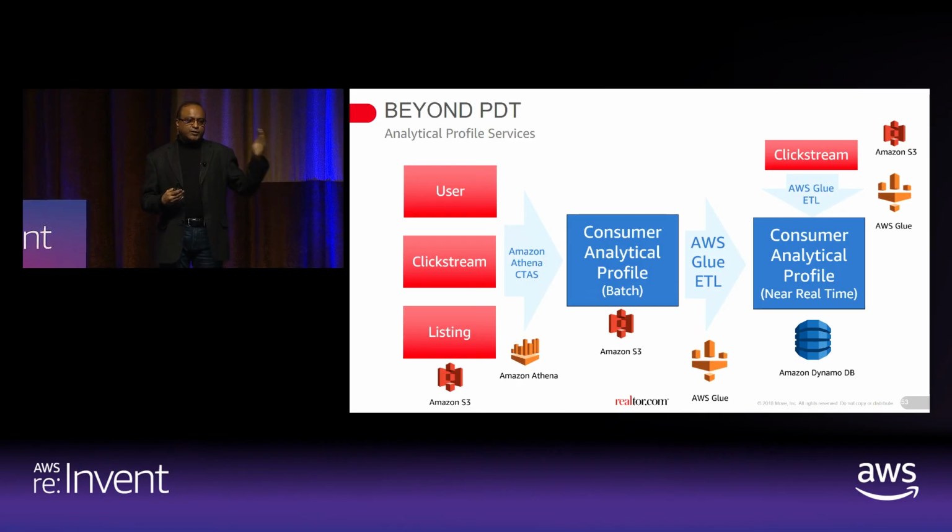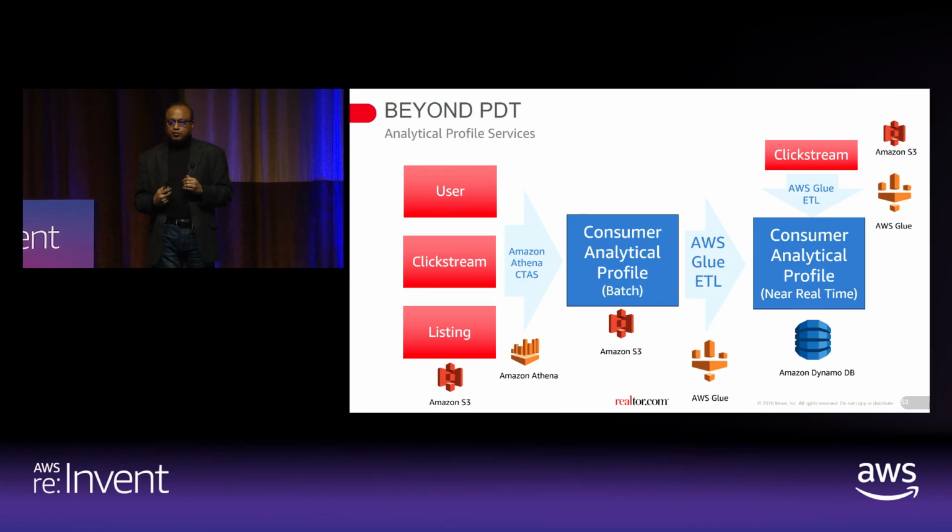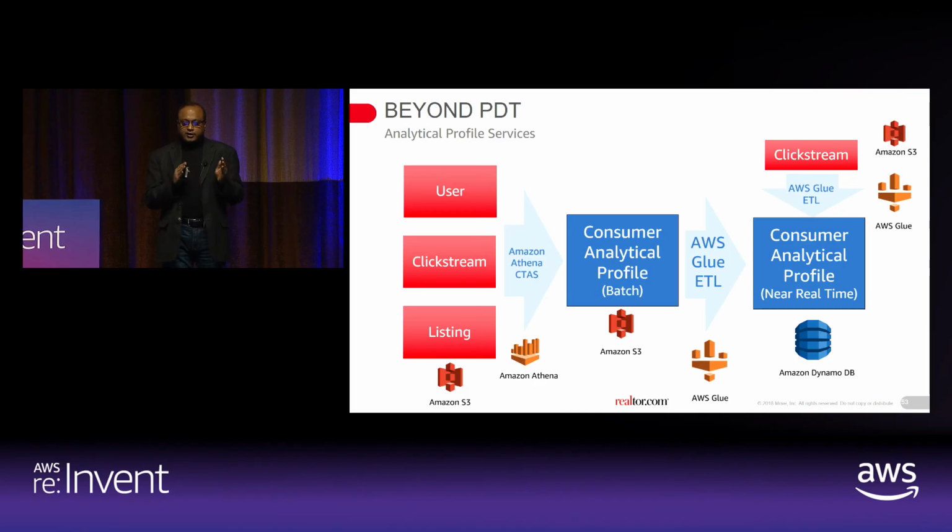So you have the batch, which tells you they have seen these homes. And then as you progress, the near real-time Glue ETL keeps on updating things in Amazon, so in Dynamo. So that's how we keep our consumer analytics profile updated. And this is the basis of multiple solutions, data products, like personalization, being able to predict user behavior by looking at their history and their profile, what they have done in the past.